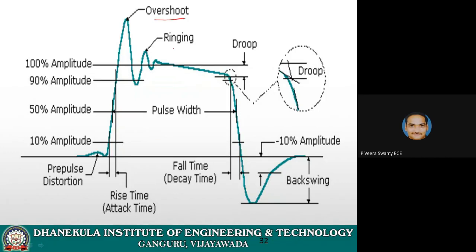So this is overshoot, ringing, this is droop, this is fall time, rise time, this is positive pulse, this is positive, and the below one is negative, and this is negative. This is positive, the below one is negative. And this is negative.